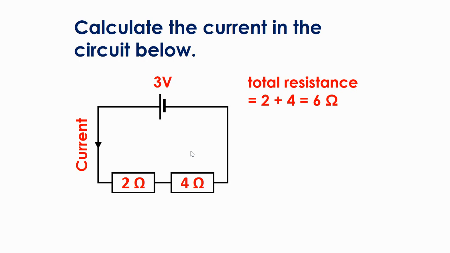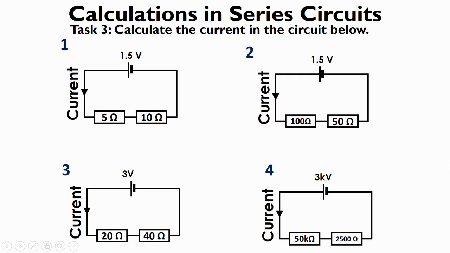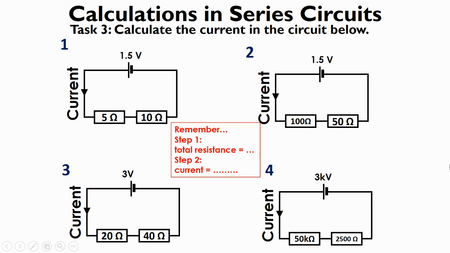So step 1, what's the total resistance? Step 2, write down our equation. Step 3, put in numbers. Step 4, get the answer and all the marks. Okay, there's nothing hard about this question. It's basically just using one equation with a tiny little extra step first. So there's 4 questions for you to do. So you can pause the video now, do these questions.